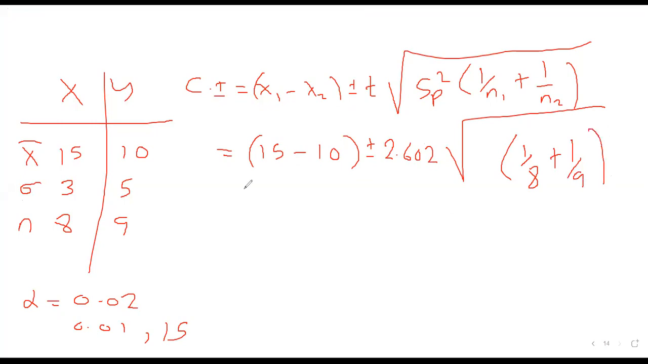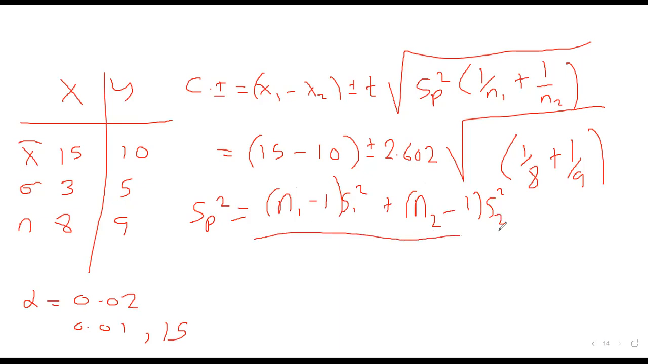So remember the formula for the pooled variance. The formula for the pooled variance is sample 1 minus 1 times its standard deviation, plus sample 2 minus 1 times its standard deviation, over N1 plus N2 minus 2. I've given you the formula. Help me substitute.